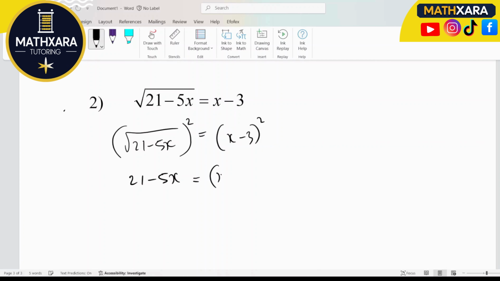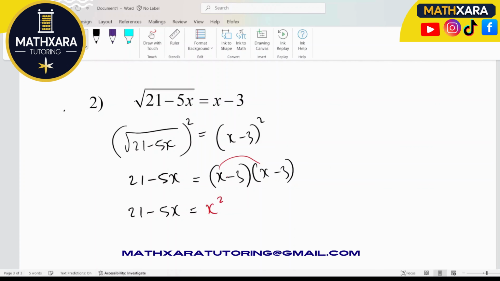And on the right side, we're squaring this binomial. So we write it as x minus 3 times x minus 3. The left side stays, and we will FOIL the right side, which means we'll have x times x, which will be x squared, x times negative 3, negative 3x, negative 3 times x, and negative 3 times negative 3 gives us a positive 9.